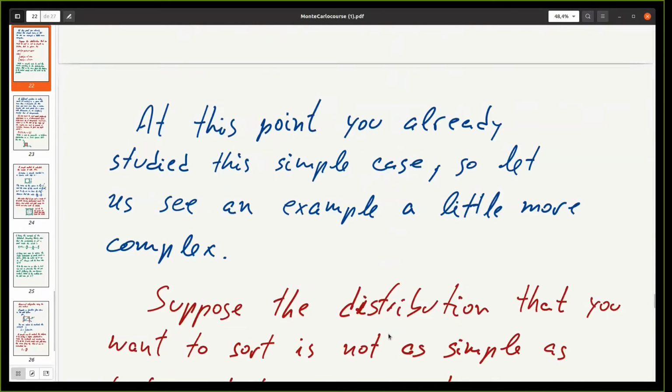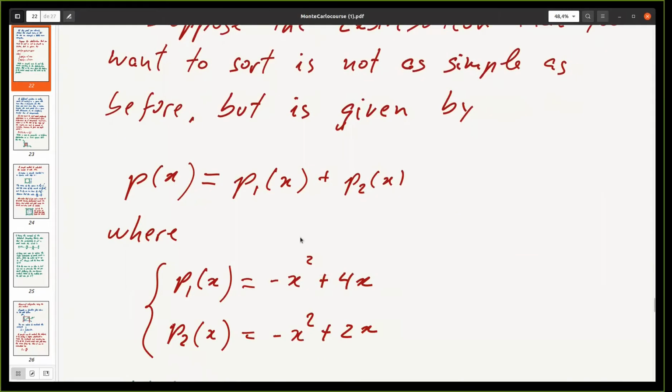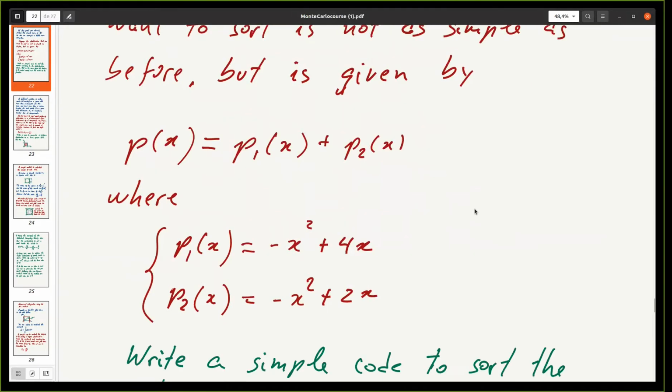Okay. So this is something that you already did. So let's see something a little bit more complex. Let's say that your probability distribution is a sum of two functions. And the functions can be anyone, and even very simple ones like this. So the activity that I propose to you now is to sample a number of events following this distribution that is given by a sum of two functions like this one.